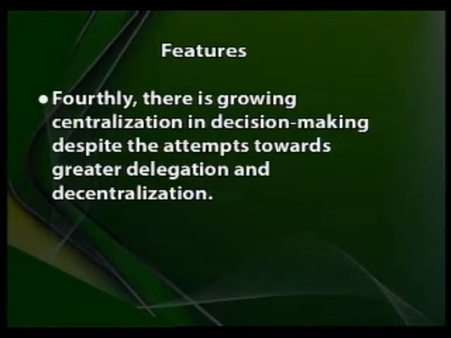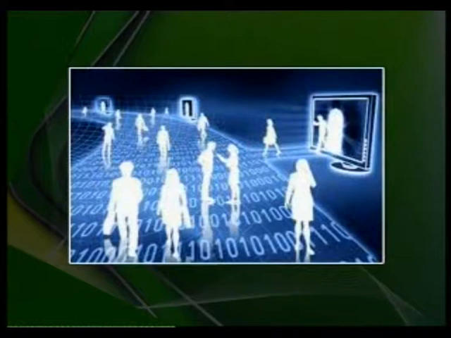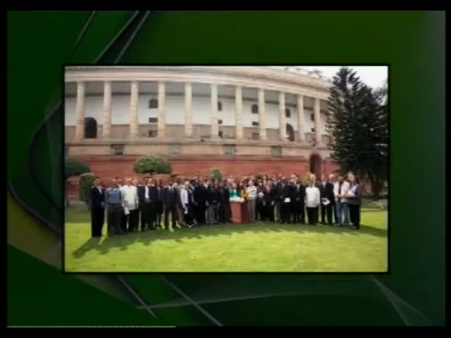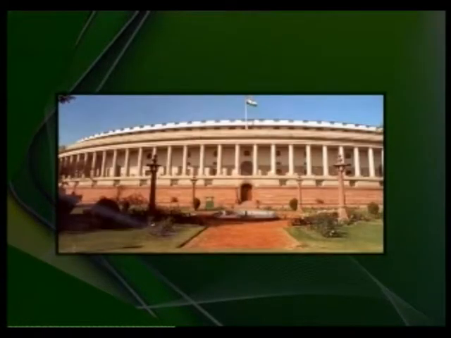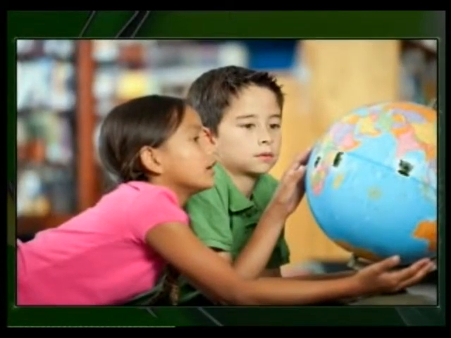Fourthly, there is a growing centralization in decision making despite the attempts towards greater delegation and decentralization. All over the world, decentralized authority and decentralized decision making is accepted. But in developing countries, decision making is centralized. For example, in India, we have a centralized administrative system taking the decisions at the Delhi level. It has to be operated in a small village. So there is a gap in understanding the program and implementation.